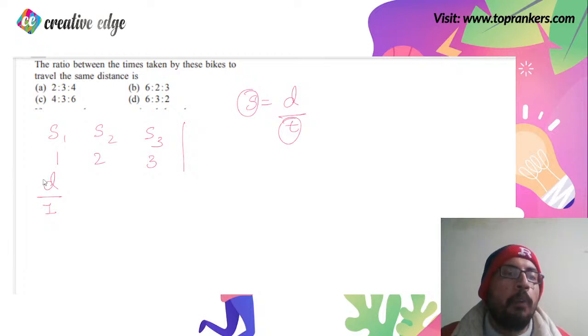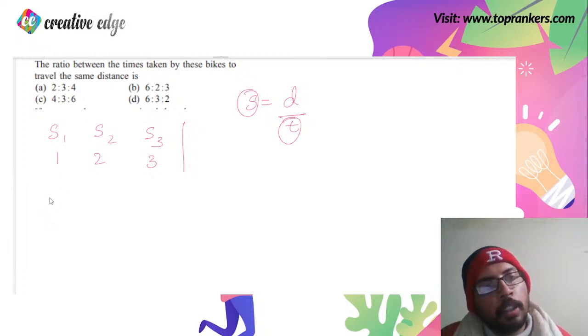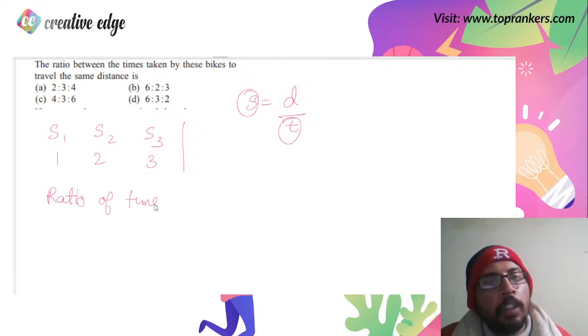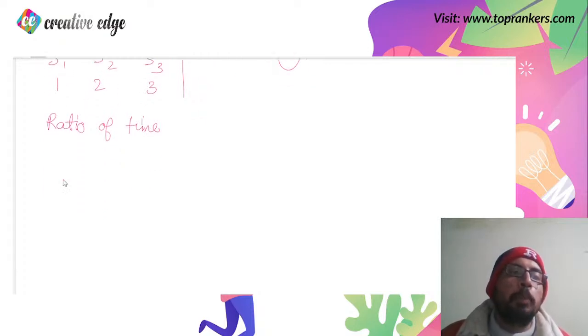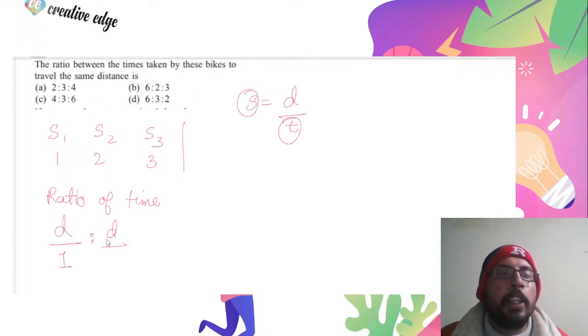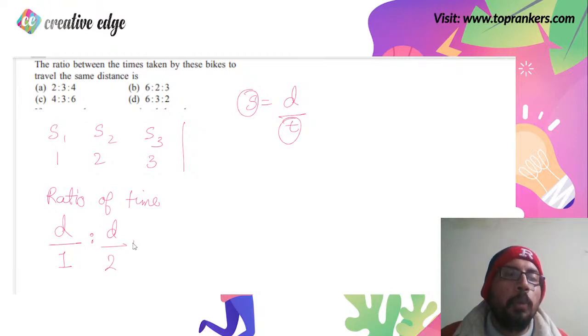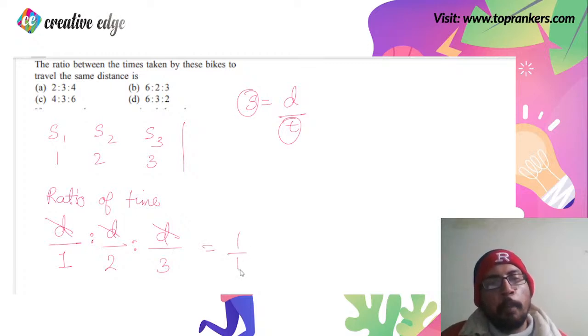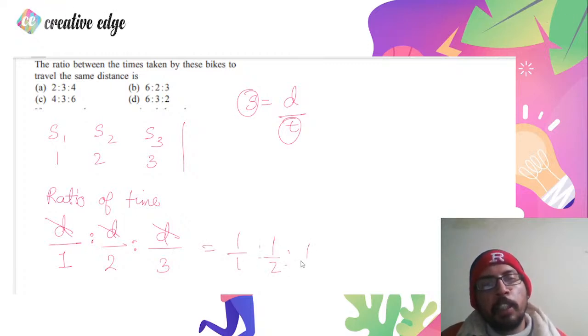Time क्या होगा? I have to find ratio of time. तो टाइम का रेशियो किस तरह से निकालेंगे? So I will consider speed only. Time is distance upon speed. So distance upon speed, speed is S1 which is 1. Then distance upon speed, S2 is 2. And distance upon speed is 3. So you can say that D and D are cancelled. You will be getting 1 by 1 is to 1 by 2 is to 1 by 3.